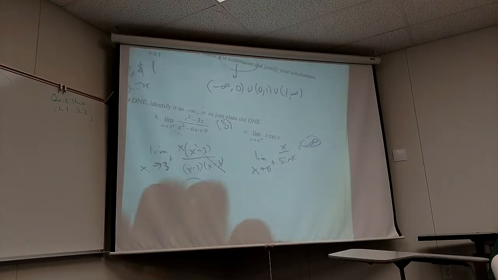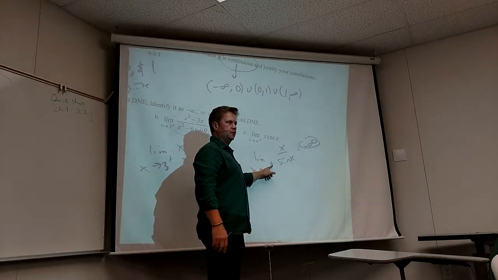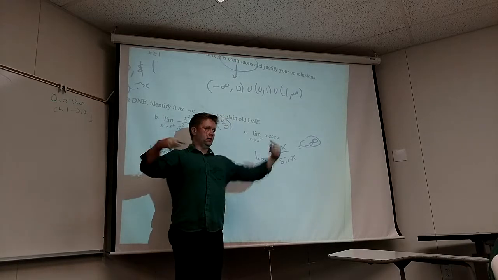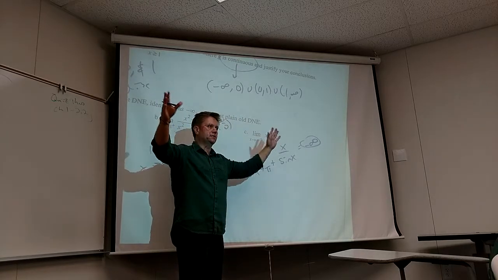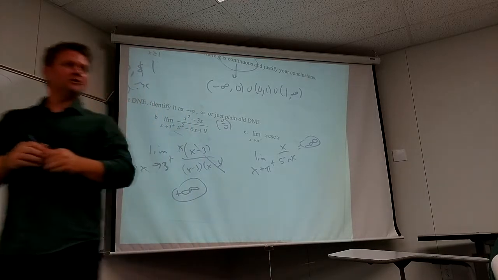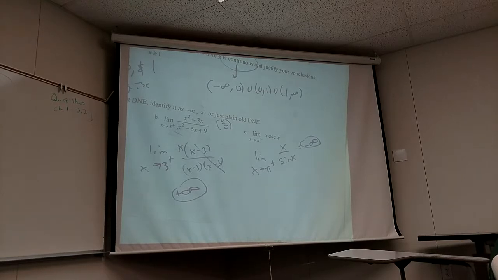Can you give us an example of if it was just plain old? Plain old does not exist. If I said x goes to pi without a plus, right? Why would that change things? Because what's sine from the other side of pi? So they just wouldn't agree. Then it would be plain old does not exist. Yeah. So it's only plain old does not exist when they just don't agree. Otherwise it's infinity, negative infinity, yeah. Or it could be an open circle, right? Okay. Well, that would be for continuity.